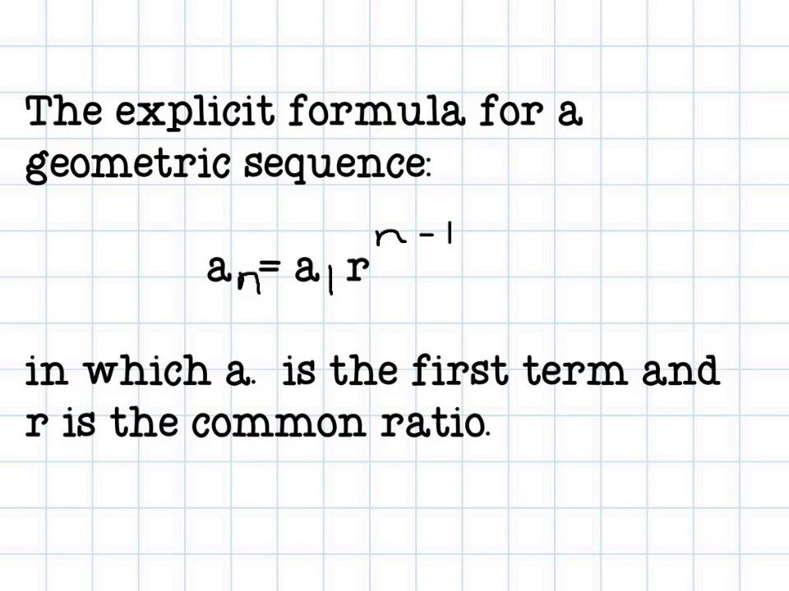Now, the formula that we use for geometric sequences is an explicit formula, and it is a sub n is equal to a sub 1 times r to the n minus 1 power, in which a sub 1 is the first term and r is the common ratio. Now, you don't need to memorize this formula. This formula will be given to you anytime you need to use it. You just need to know when and how to apply it.